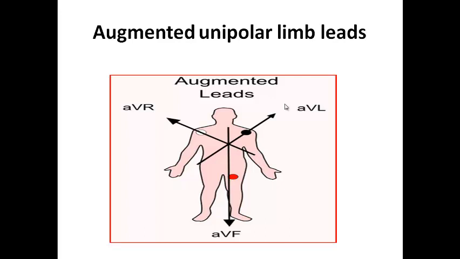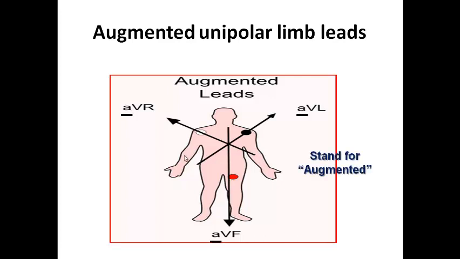So we have 3 unipolar limb leads, which are AVL, standing for the left arm, AVR, standing for the right arm, and AVF, standing for the left foot. And as we see here, we do not have a unipolar lead at the right foot. We just have it in the left foot, left arm, and right arm.